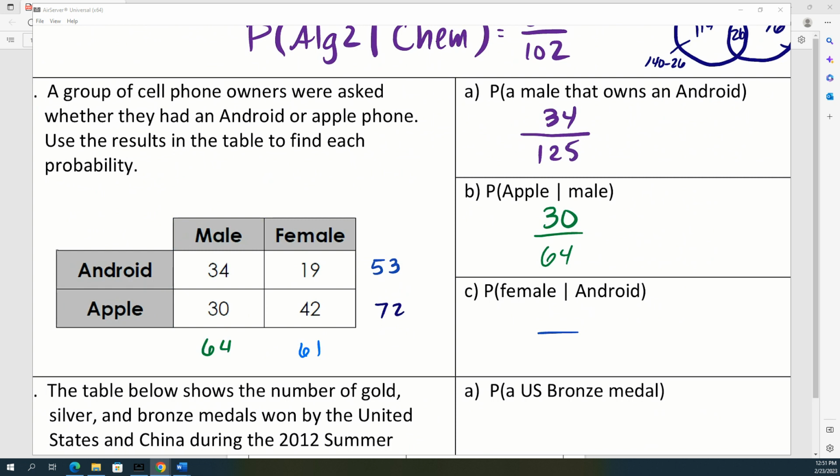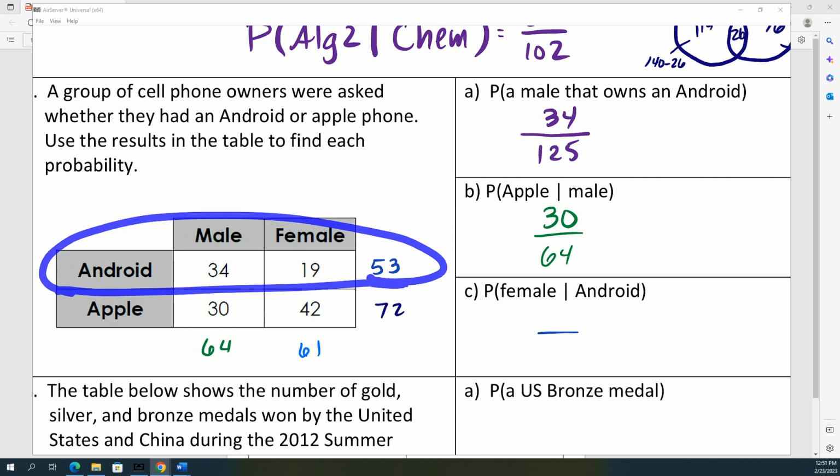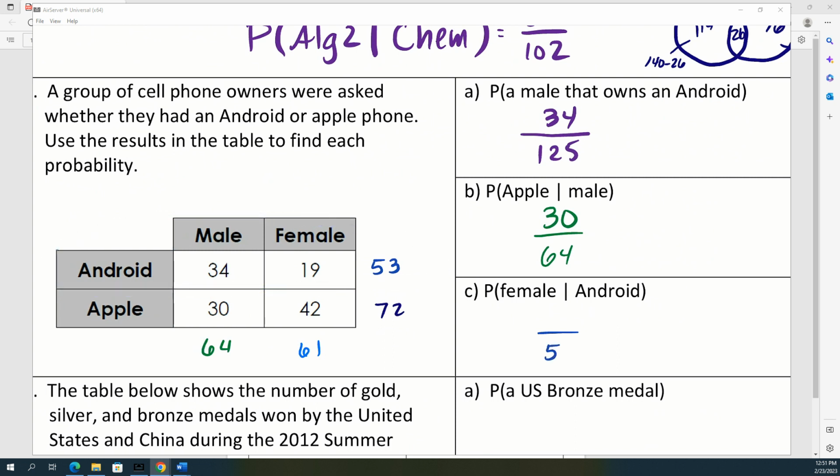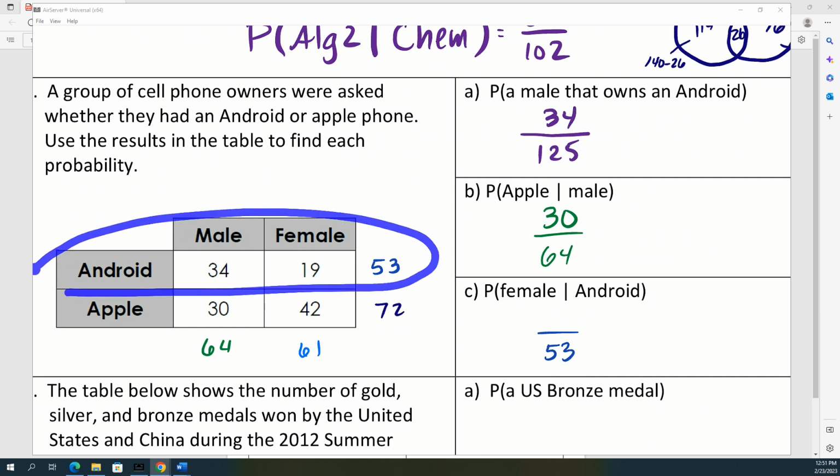All right, what do we care about? We care about Androids. And there's 53 people that have Androids. And then out of those 53, we want to know how many are female, which is 19.